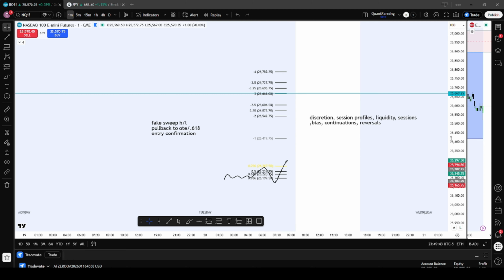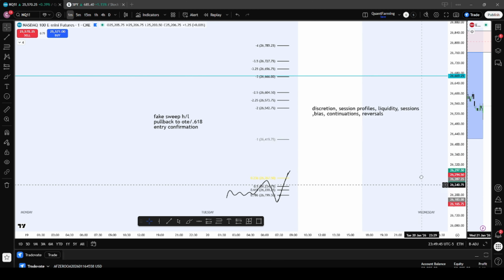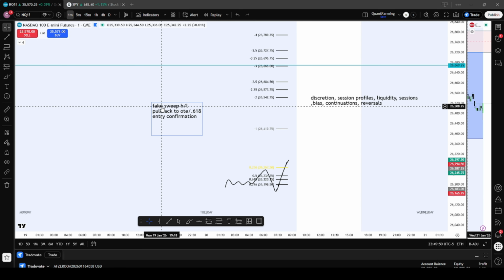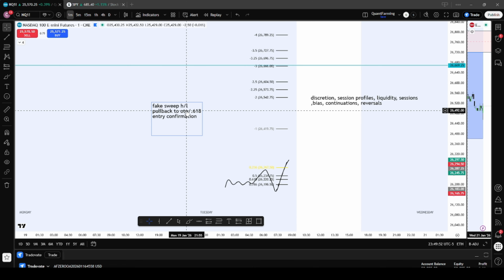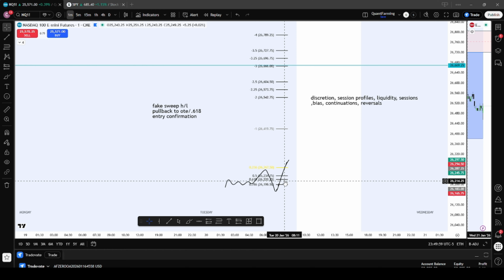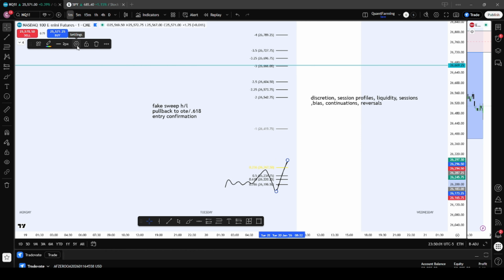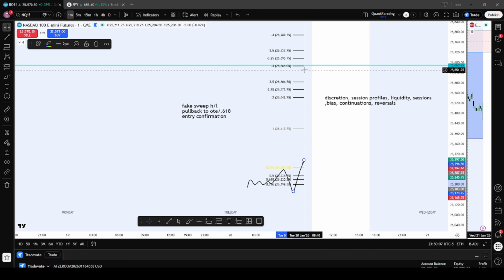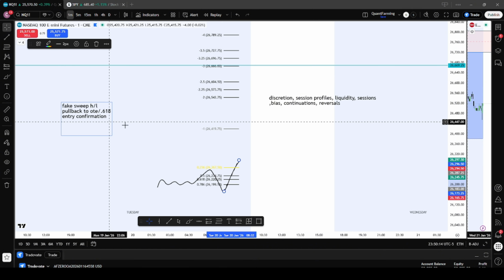So first, we're going to go over the model itself, and then we'll get into the discretion. So the model is fake sweep of a high or a low, a pullback using the fib to OTE or 618, and then you have your entry confirmation. Before we start, I'll show the fib settings right here. Go ahead, take a screenshot of that, and we will continue. So, fake sweep of a high or a low, pullback to OTE slash 618, and entry confirmation.